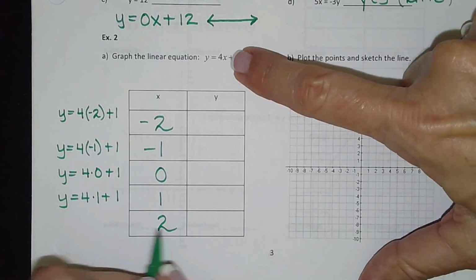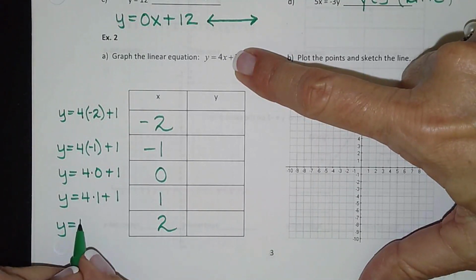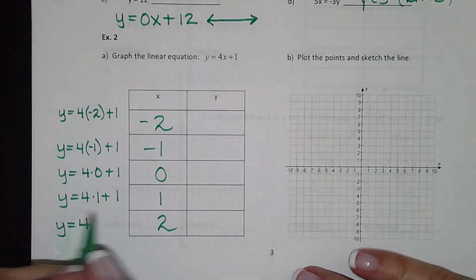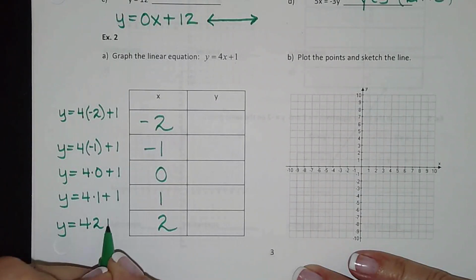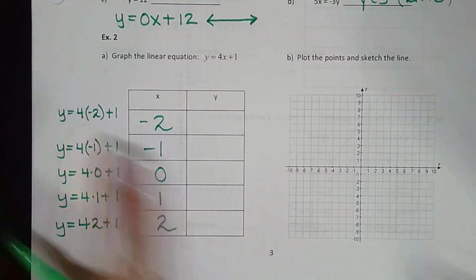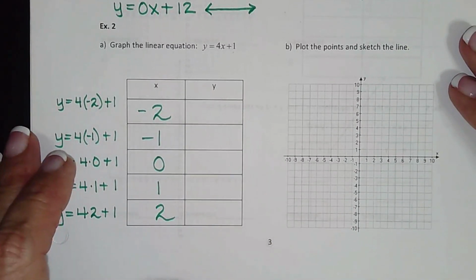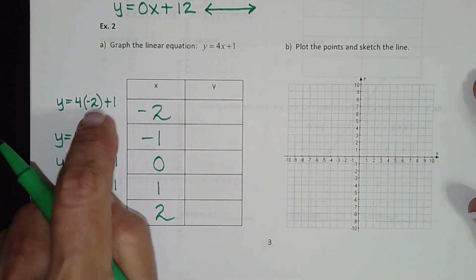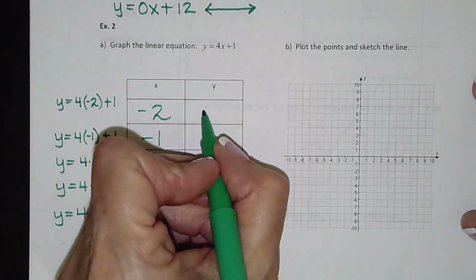And now put 2 in for x. Y equals 4 times 2 plus 1. And so you can do them on your calculator in your head. You know, if you're kind of sketchy with adding in your head, do it on your calculator. -8 plus 1 is -7.